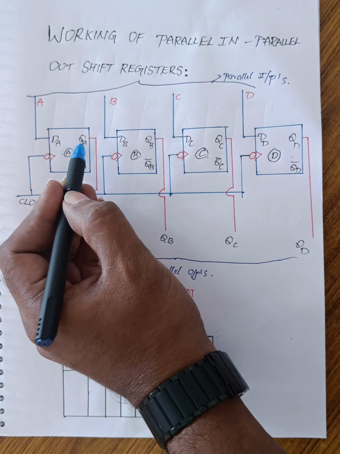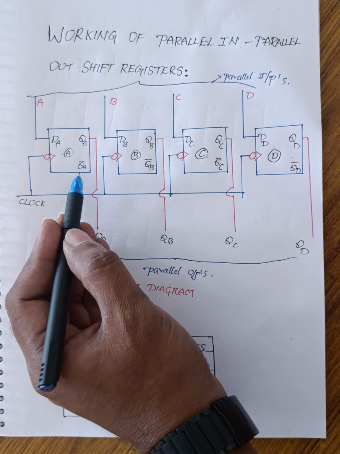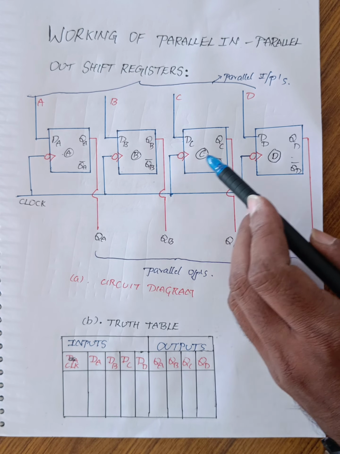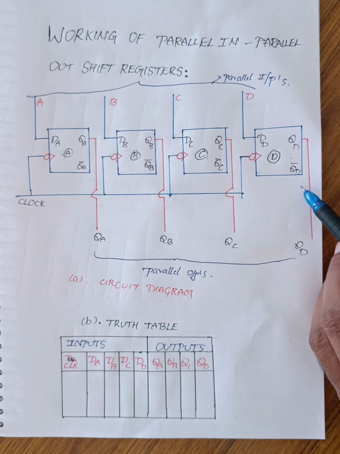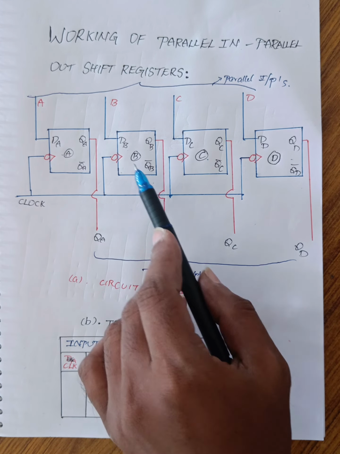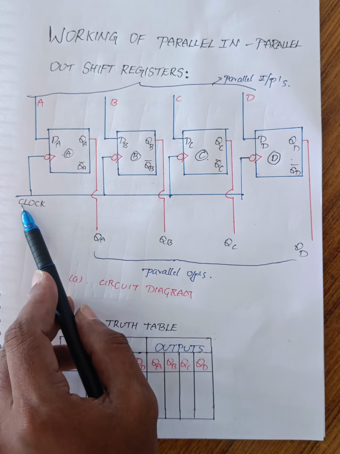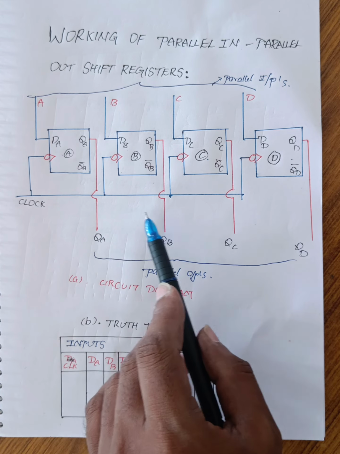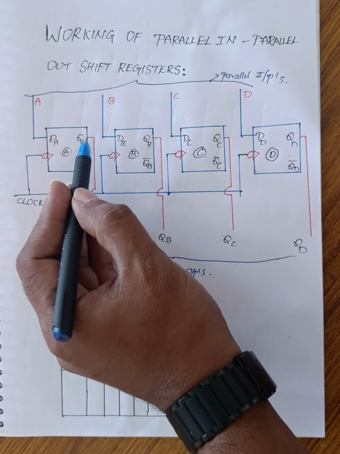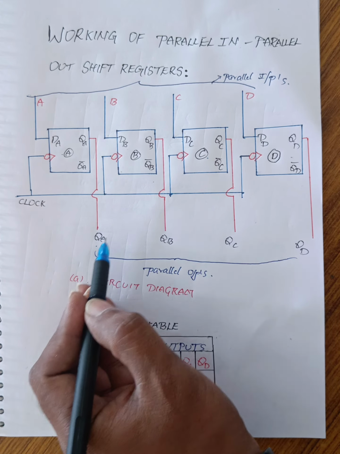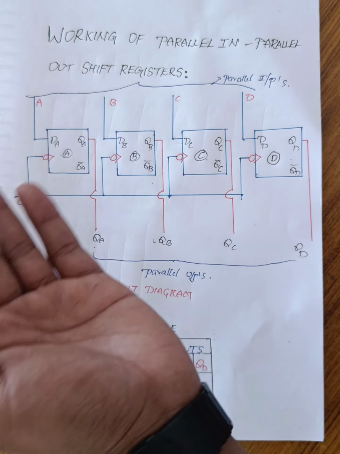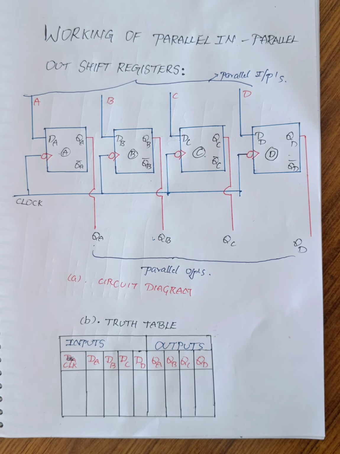And the outputs are QA and QA bar, which are complementary outputs. For the first flip-flop QA and QA bar, then QB and QB bar, QC and QC bar, QD and QD bar. There are 4 inputs and 4 flip-flops. Clock signals are connected in parallel. Parallel is nothing but a synchronous clock signal. Asynchronous is nothing but a serial clock signal. Here the main outputs are QA, first output, QB, QC and QD. When we apply input data, automatically we get the output data.